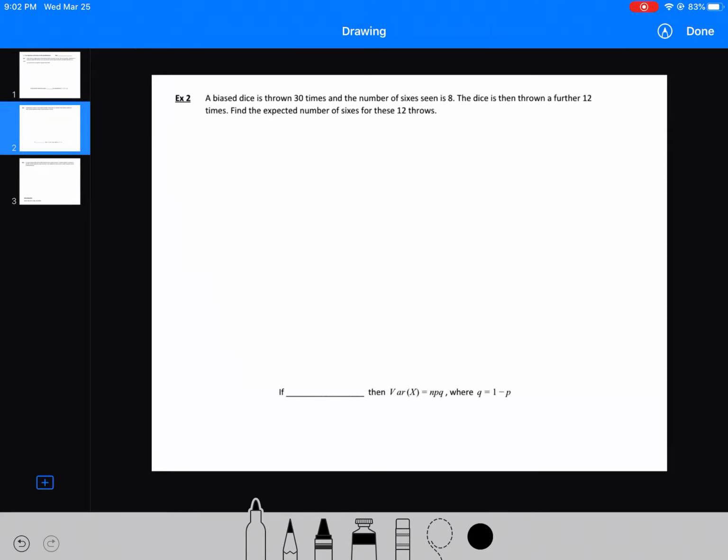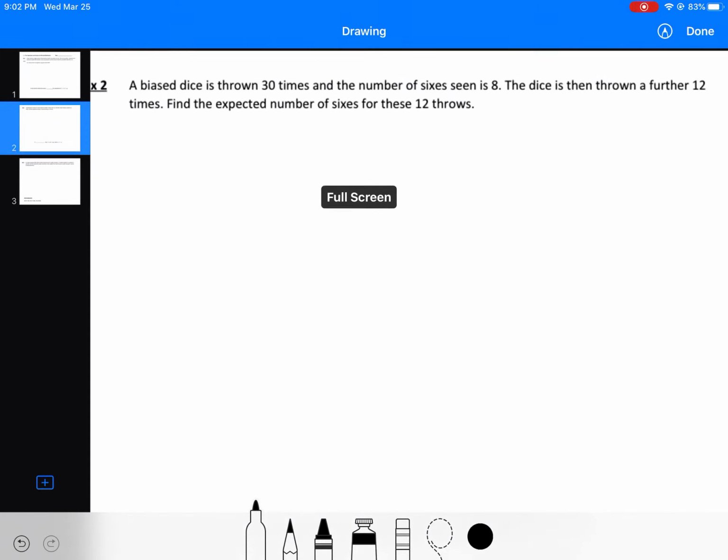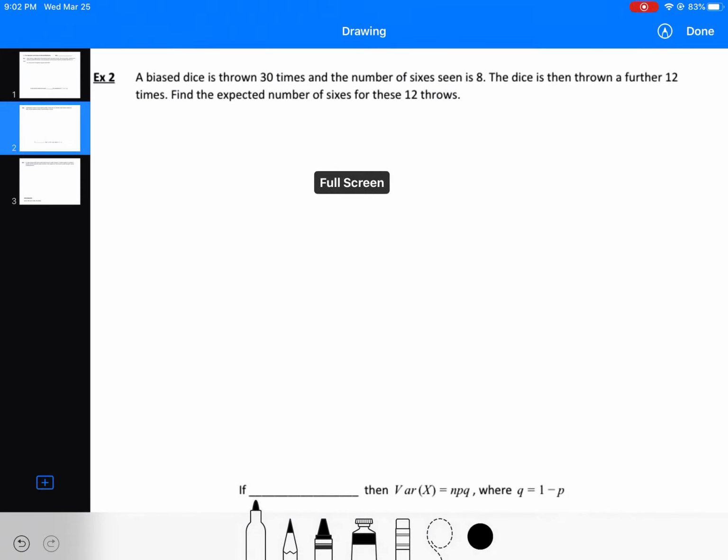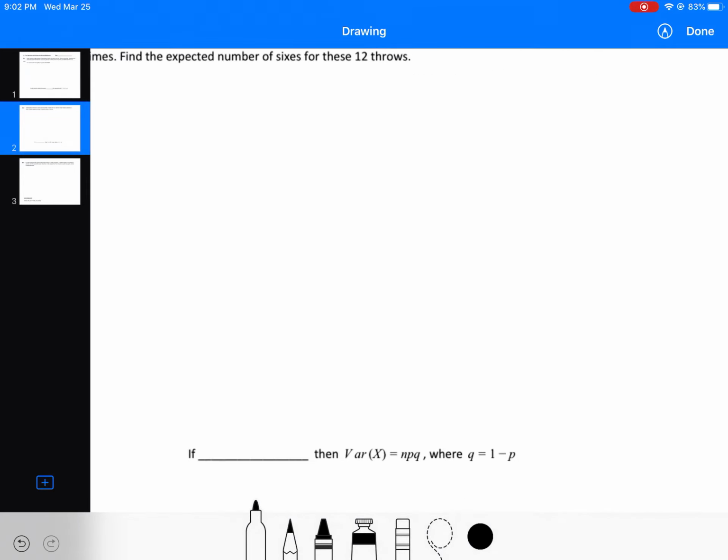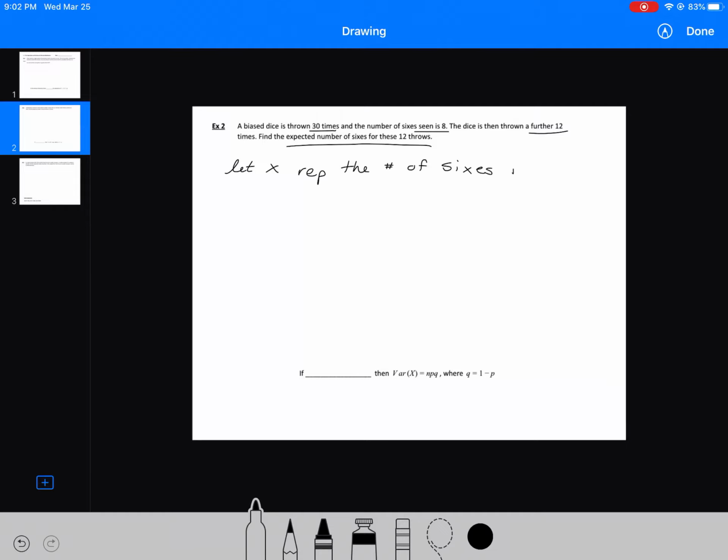So let's take a look at this in an example. A biased dice is thrown 30 times, and the number of sixes seen is 8. The dice is then thrown a further 12 times. Find the expected number of sixes for these 12 throws. So let's let x represent the number of sixes seen in 12 throws.